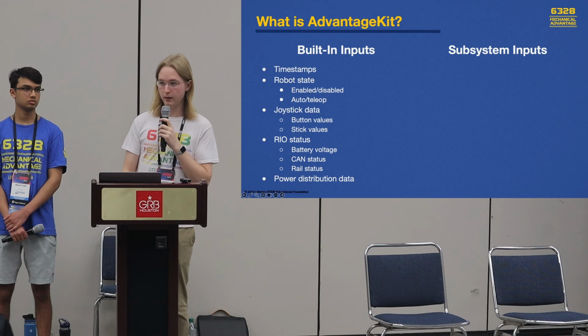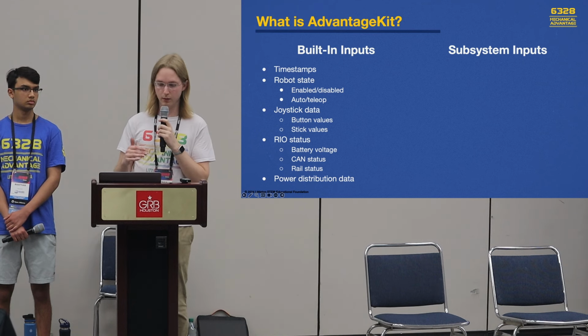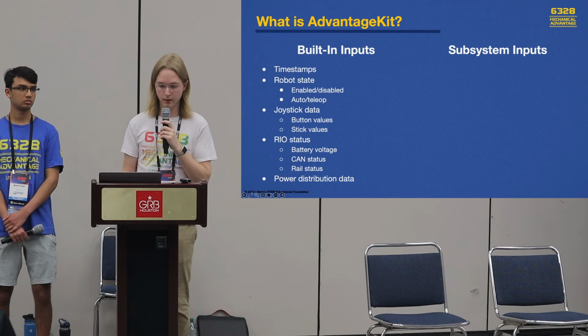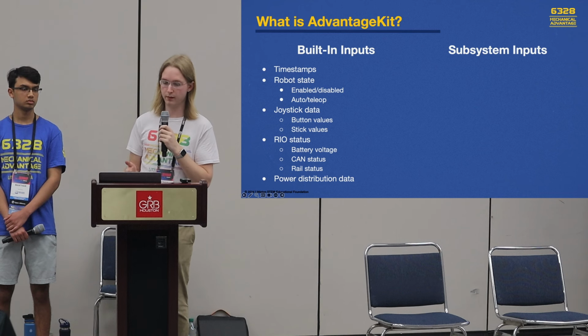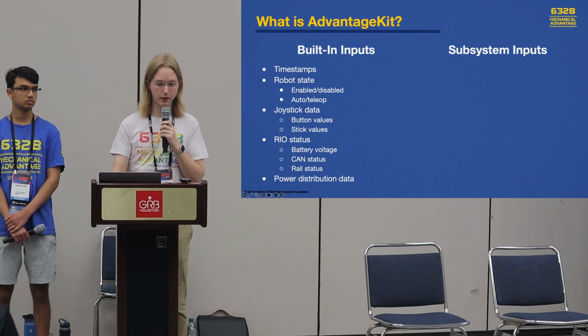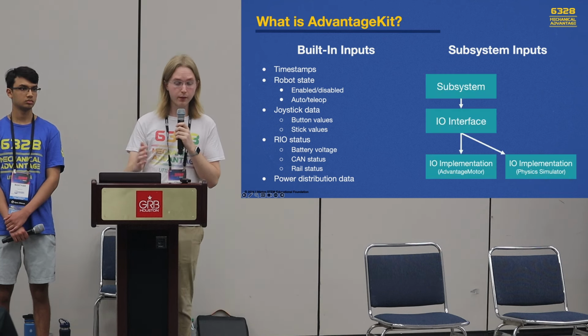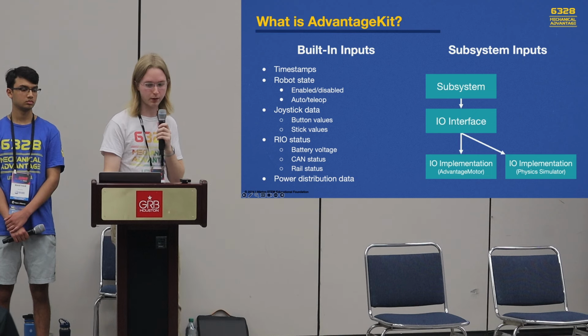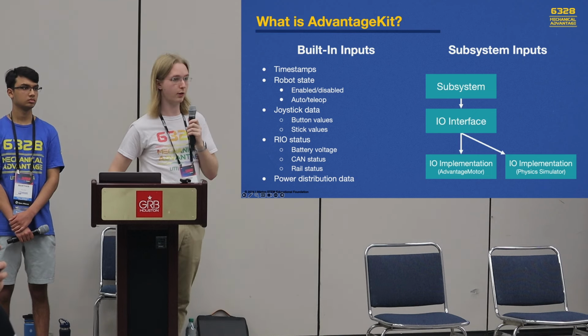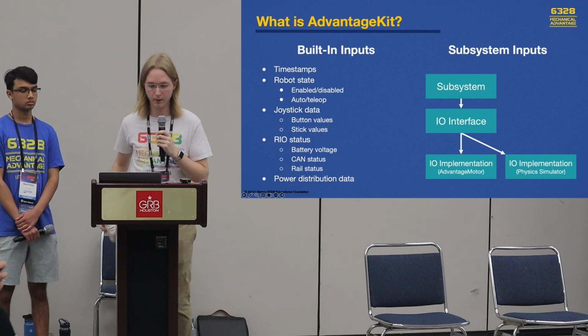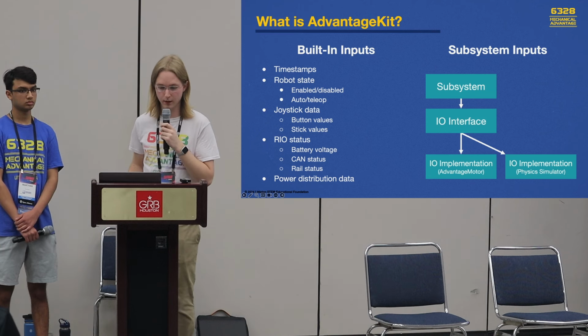Now, in order to guarantee that the data going to the robot code is the same as the data going to the log, AdvantageKit shims or replaces several WPILib classes to make this work. The other side of this are any inputs that are part of subsystems, so things like encoders, gyros, limit switches, etc. And this is where hardware abstraction comes into play.